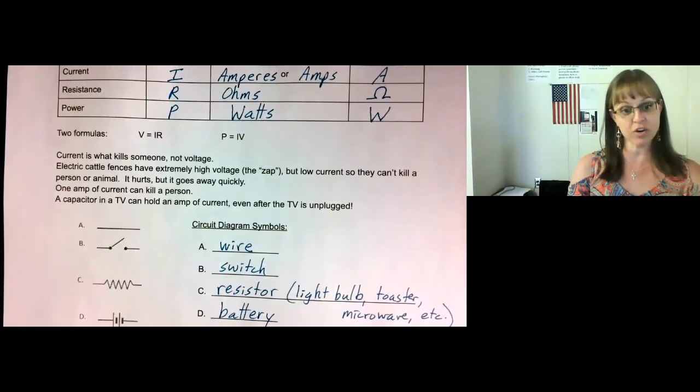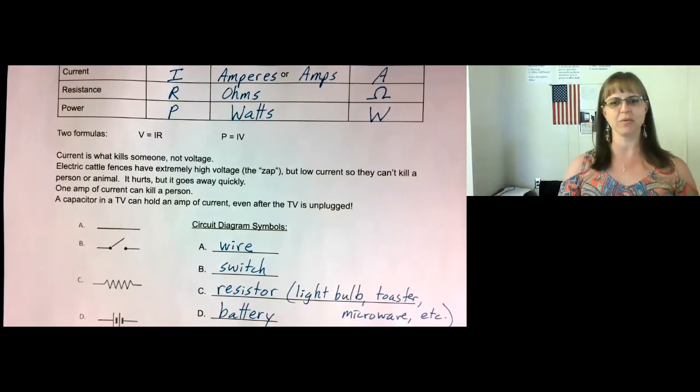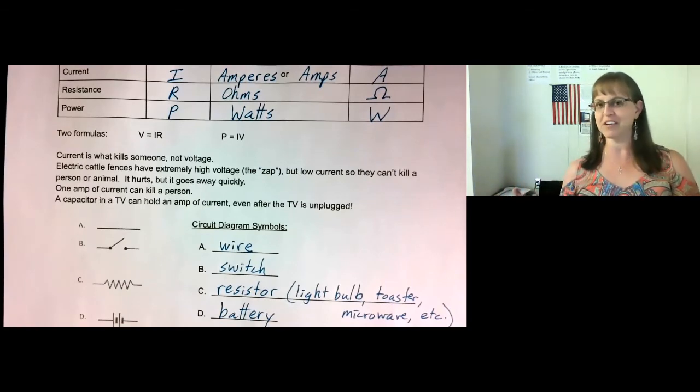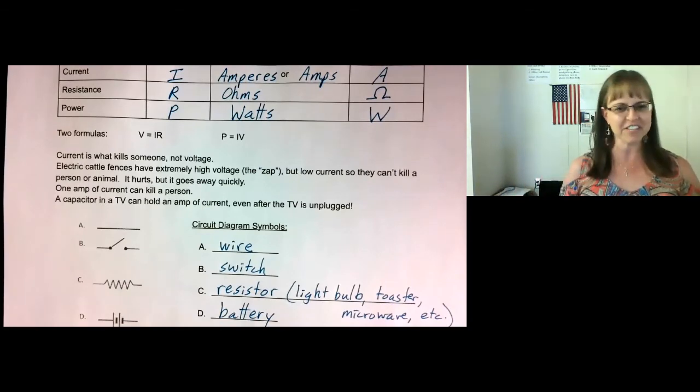By the way, current is what kills someone, not voltage. So when you see a sign that says warning high voltage, it really ought to say warning high current. But we're so used to thinking of voltage as being the scary part that we wouldn't be afraid of a sign like that, and so they put warning high voltage.